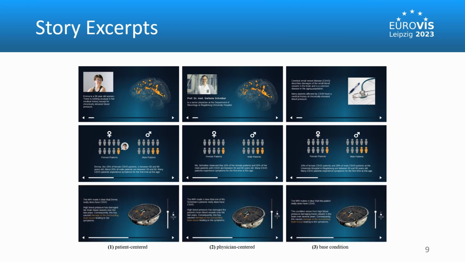In the third row, we used the phrases "The MRI made it clear that Emma really does have CSVD" for the patient-centered version, "The MRI made it clear that one of Mrs. Schreiber's patients really does have CSVD" for the physician-centered version, and "The MRI made it clear that this patient really does have CSVD" for the base story. In the brain visualizations, you can see that the damage caused by CSVD is highlighted in orange. The protagonists are included through the text and, in case of the patient, icons.